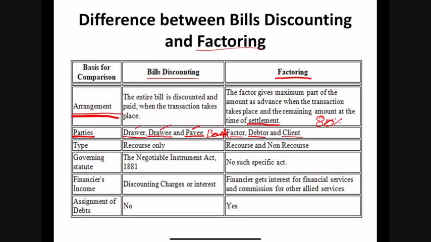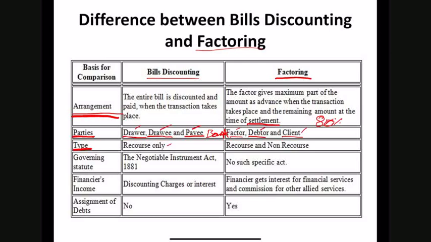In case of factoring, the parties are factor, debtor and client. In factoring, I am the client, a businessman. I sell goods on credit to my customer, who is called a debtor to me. And I sell the invoice, all my debts, to the factor. In bills discounting it is the bank; in factoring, the same bank acts as a factor. I hope you understand.